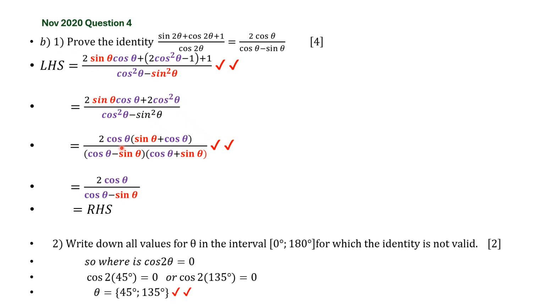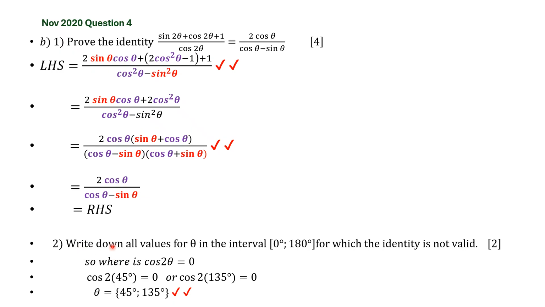If I take out the 2 with the cos theta, I'm left with sin theta plus cos theta in the brackets. The bottom, difference of 2 squares, becomes cos theta times cos theta, sin theta times sin theta, but one is negative and the other is positive. So sin theta plus cos theta cancels with cos theta plus sin theta. Now I have 2 cos theta over cos theta minus sin theta left, and that looks the same as my right hand side, so therefore it equals my right hand side.